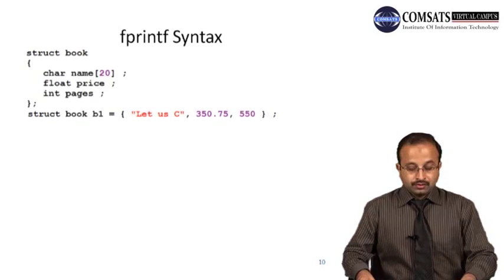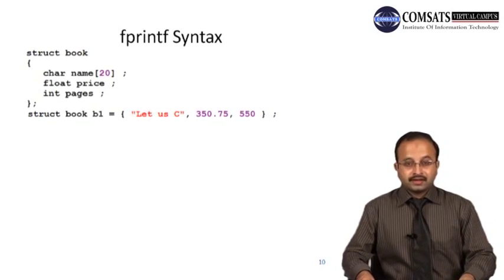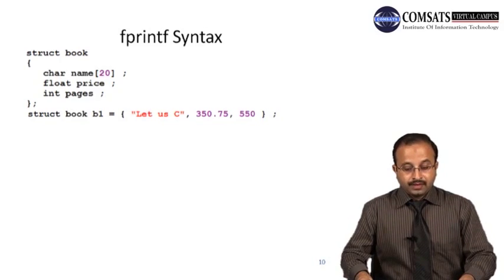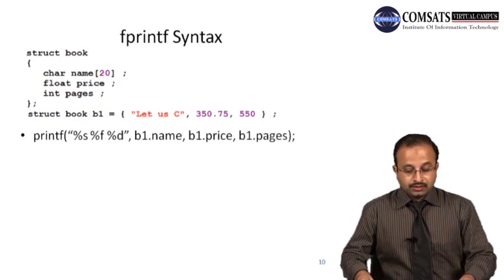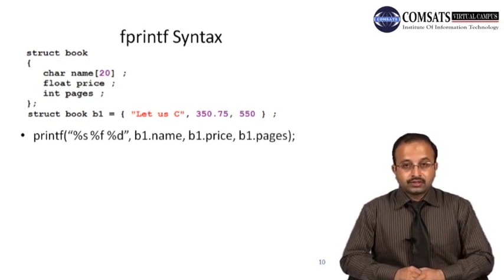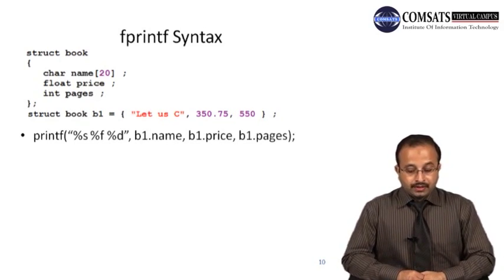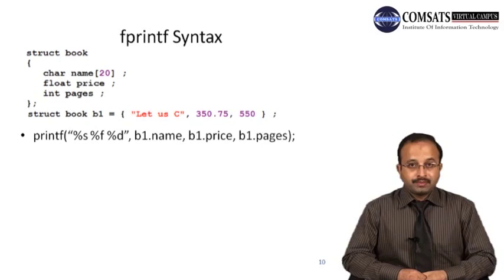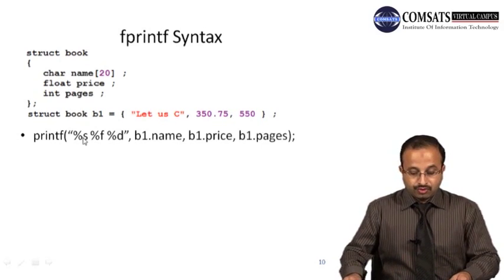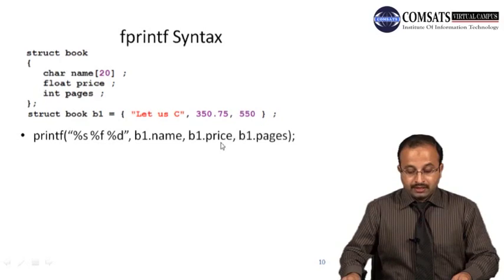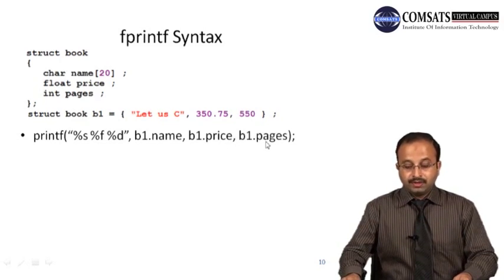Before that, this is the structure, our book structure, that contains the string, price and integer. So we declare a variable b1 and initialize it with some values. Now this is the typical printf statement. If we want to print the content of the structure b1, we have to write each element separately. That is, we want to print a string, a floating point value and an integer value, and the string is b1.name, the floating point value is b1.price, and the integer value is b1.pages.